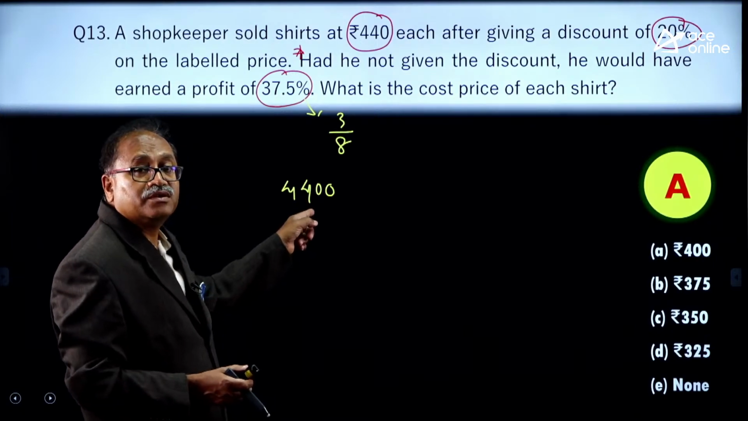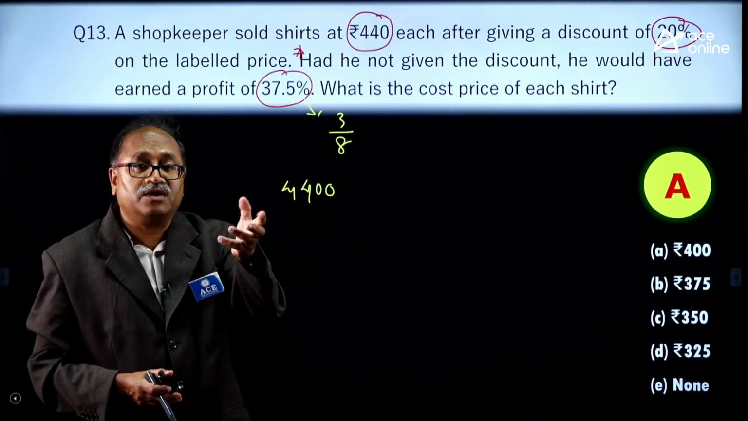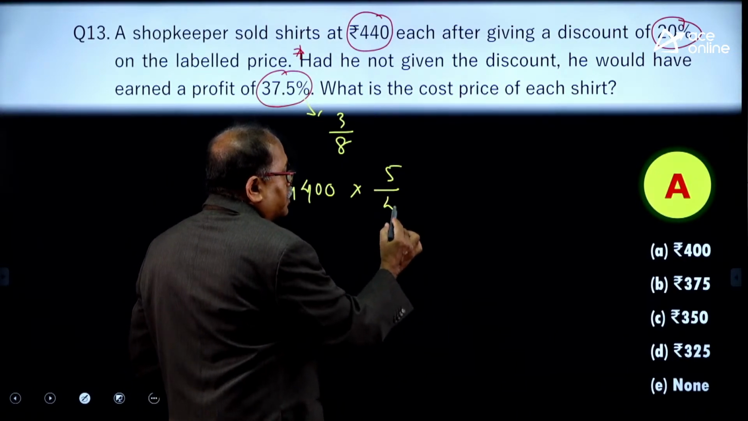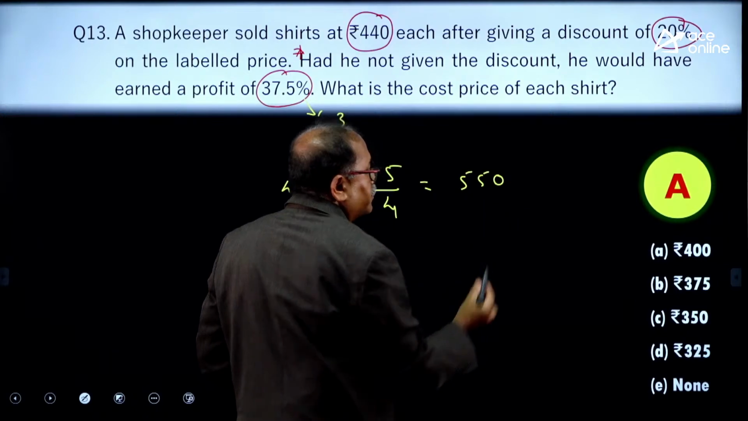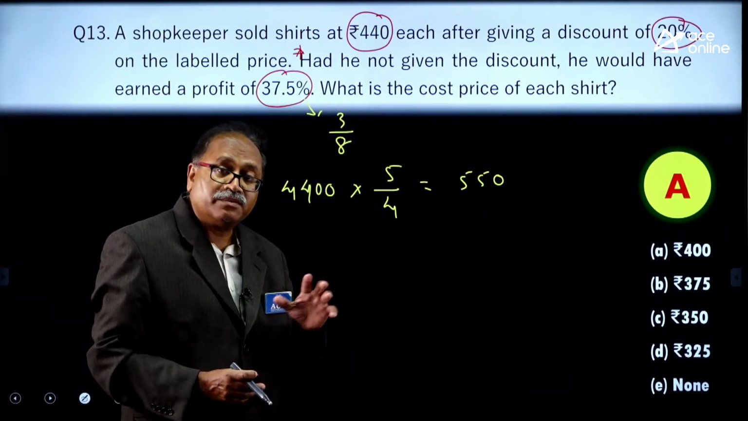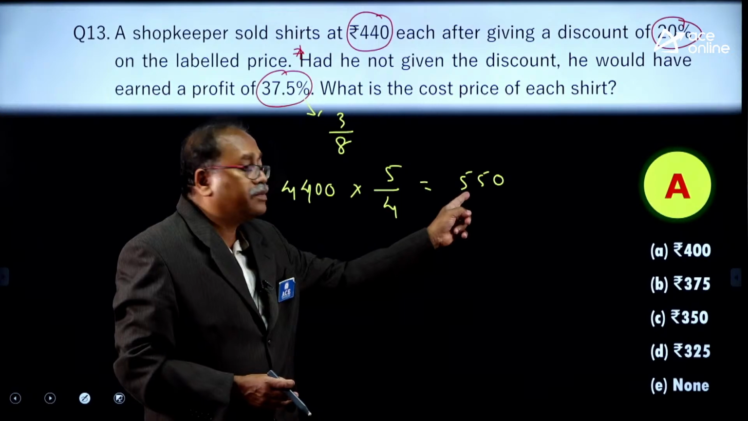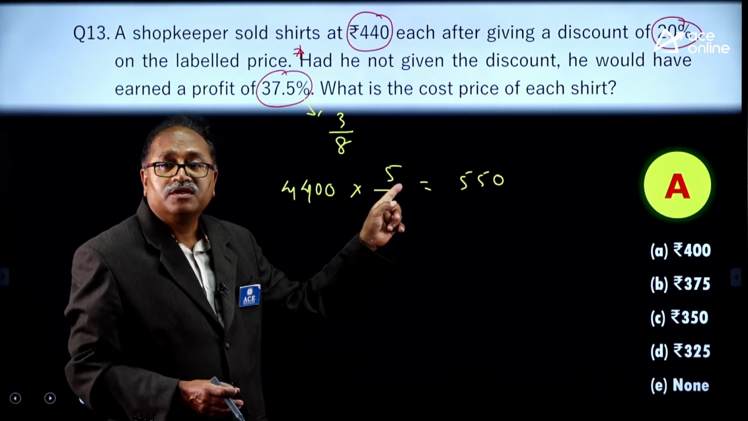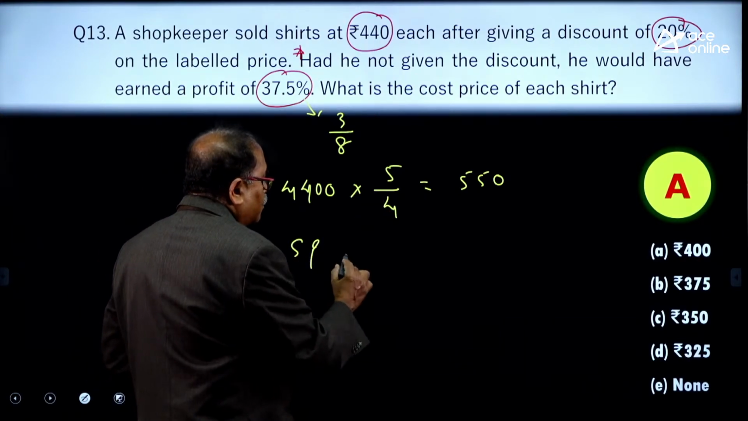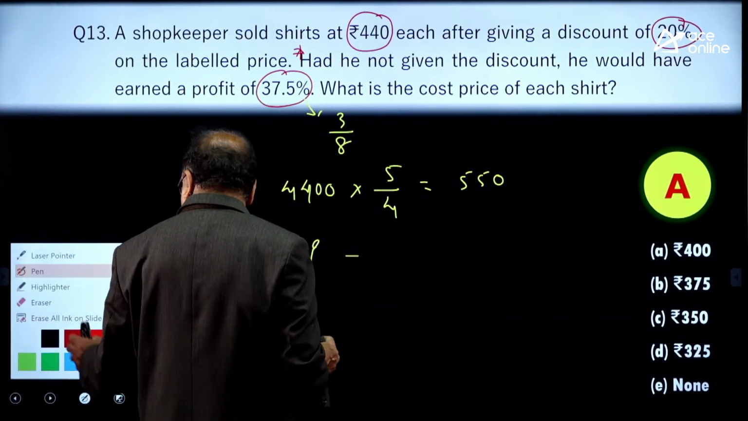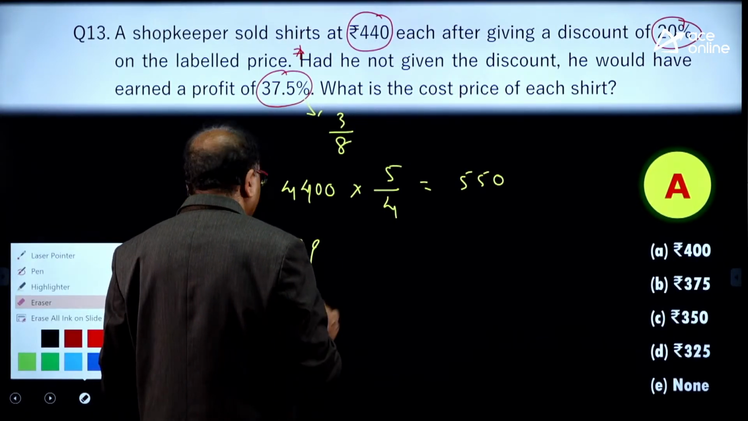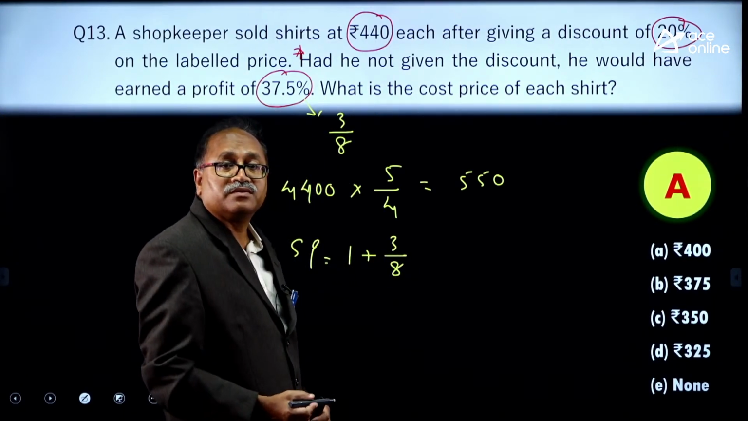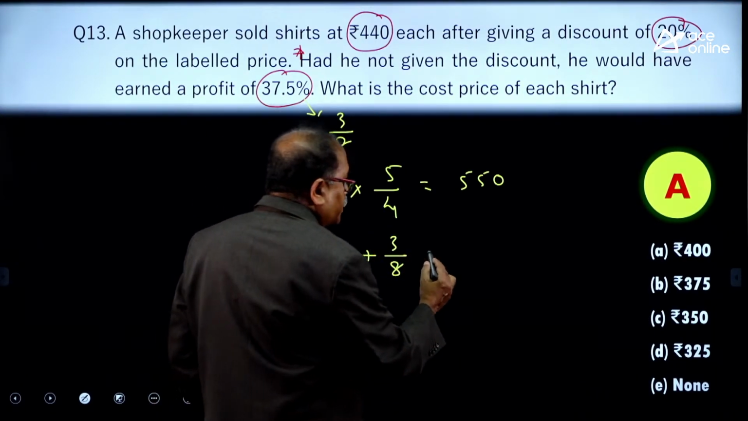This is 80%. I need to find out the 100%, then I will get the mark price. So, 100 by 80, which is 5 by 4, and I am getting mark price 550. This is the mark price, and if you are not giving a discount, the mark price itself is the selling price. Now, there is a profit of 3/8, that means the selling price will be 1 plus 3 by 8 of the cost price. That means 11 by 8 of the cost price.